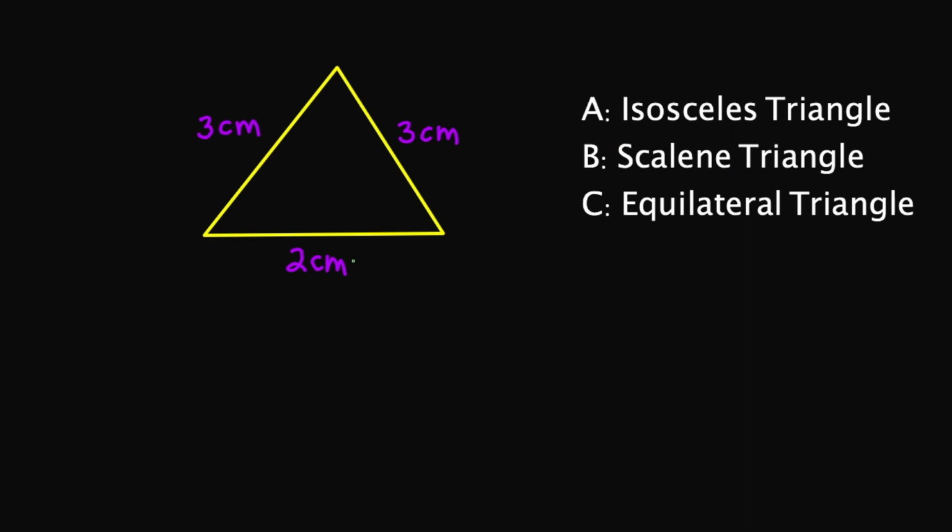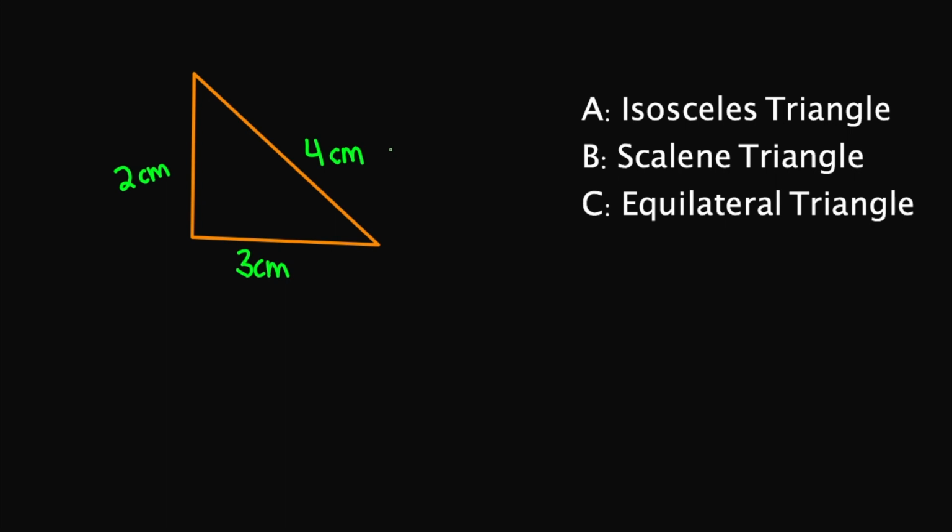So let's look at this example here. Is this an isosceles triangle, a scalene triangle, or an equilateral triangle? Based on this example here, because I have two equal sides, which are going to be my 3's here, this is my 3 here and another 3 here. I have two equal sides, then my answer here is going to be A, isosceles triangle.